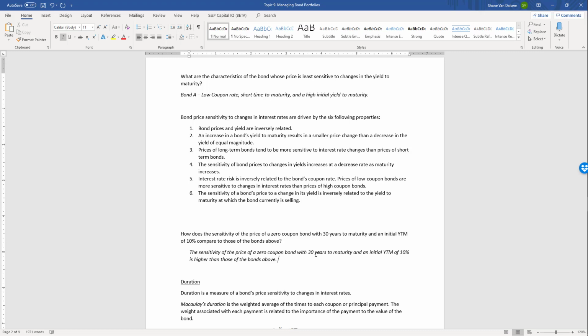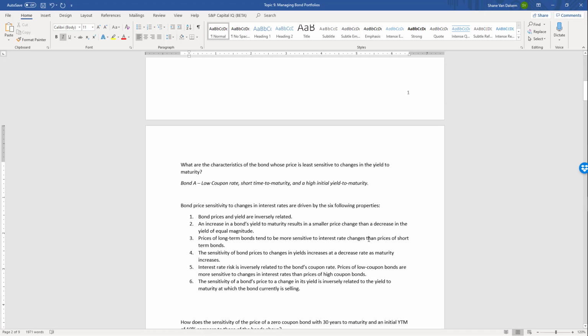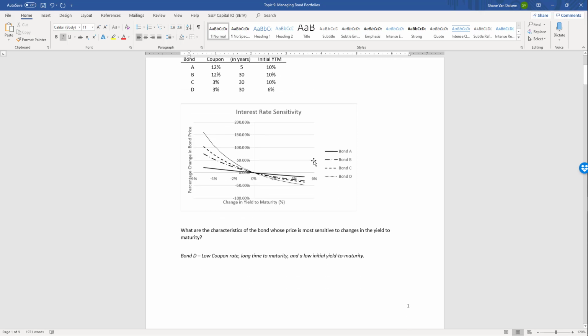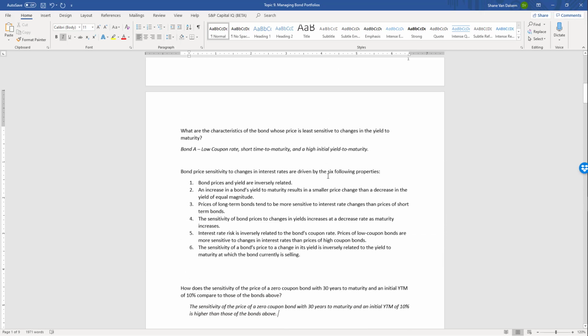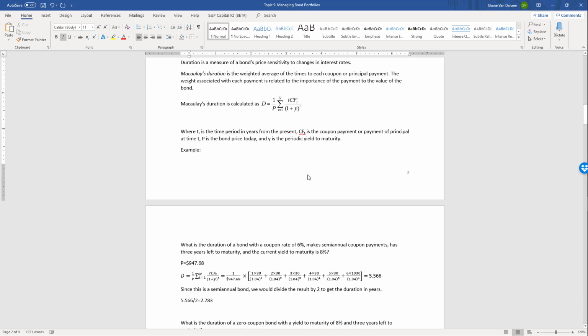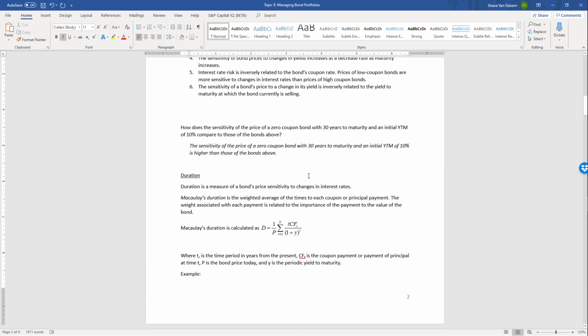And this is essentially because it has a zero coupon rate. So there are no interim payments during the life of the bond, and that increases the interest rate risk. Additionally, the yield to maturity is high compared to the 6% down here, and it's equal to the yield to maturity on all the other bonds. So the price of that zero coupon bond is going to be more sensitive to changes in interest rates than the other bonds up there.